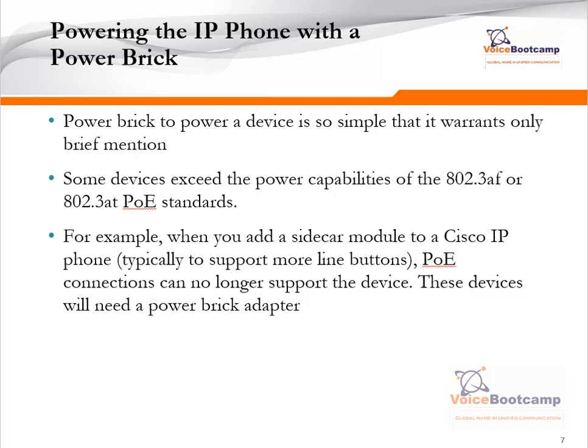Final but not the least, you got the power brick, the traditional power adapter that you connect to the wall jack to the device itself. Now some device will exceed the power capability of 802.3af or 802.3at PoE standard. In that case, a power brick may be required. When you add a sidecar module on a Cisco IP phone, typically used for receptionist, PoE connection can no longer support the device because of the additional power requirement. In that case, power brick is required.